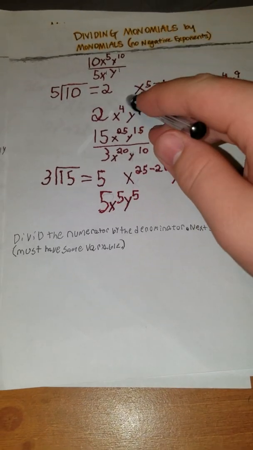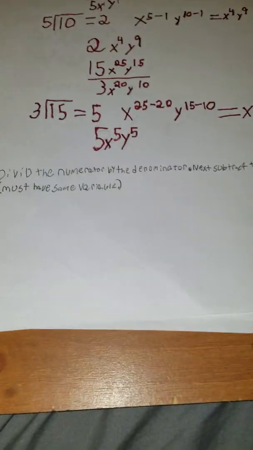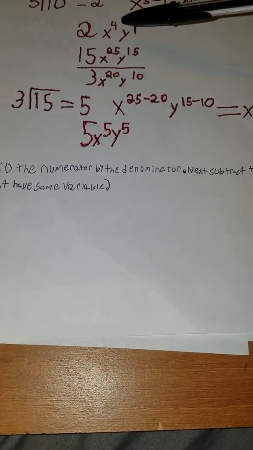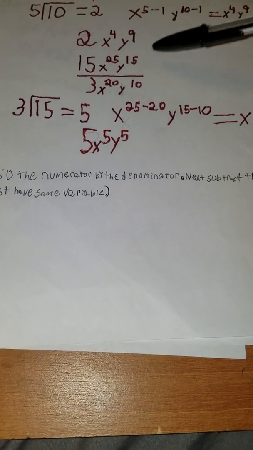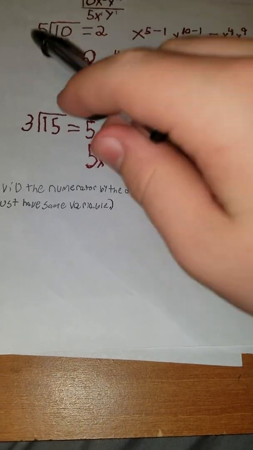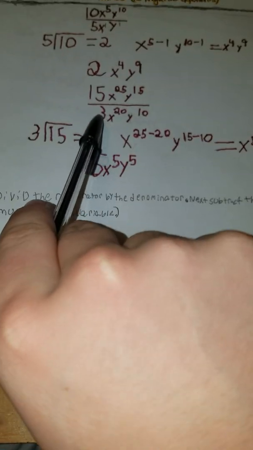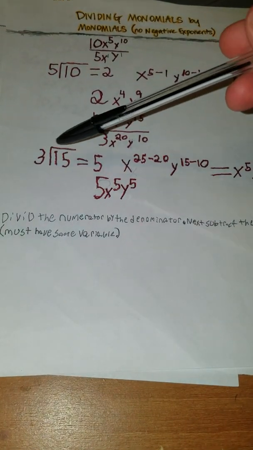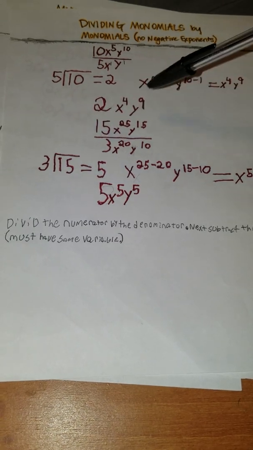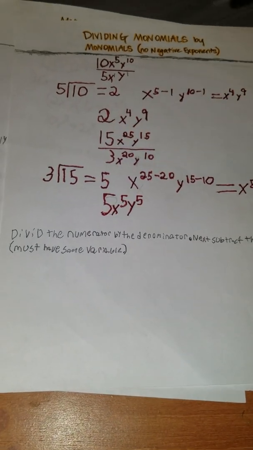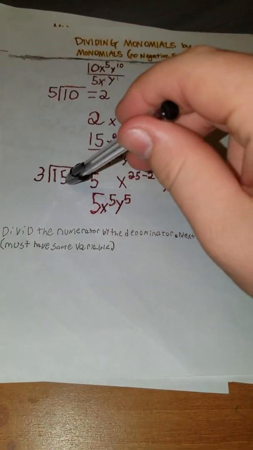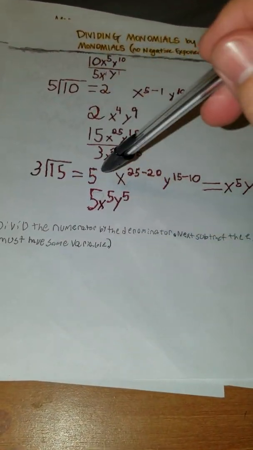Okay, so that's the first example. I'm going to give you another example. So here you see 15x to the 25th power, y to the 15th power, divided by 3x to the 20th power, y to the 10th power. Okay, so we would start again by dividing the numerator by the denominator, which would be 15 divided by 3 equals 5.